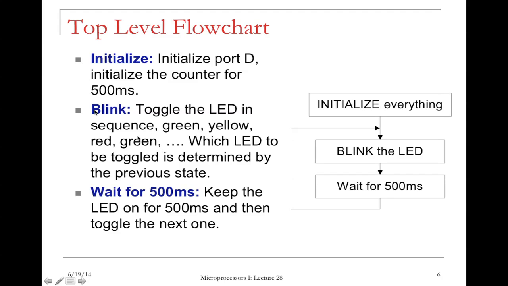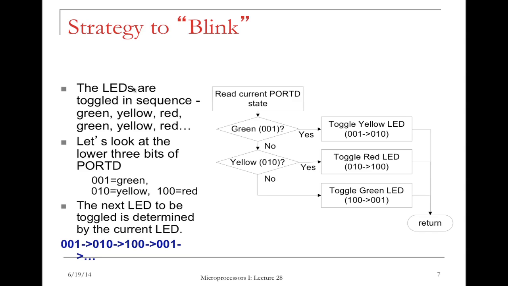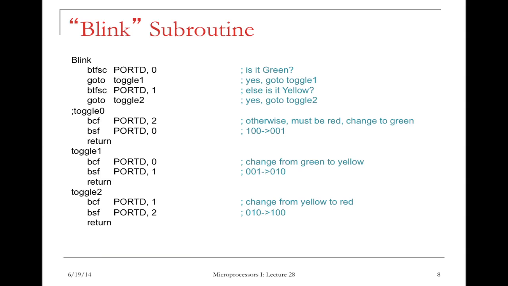And we talked about different ways to do the blink. Here's the typical strategy to check the individual bits. Depending on the current status, whether it's green, yellow, or red, we can determine which LED to turn on and which LED to turn off. So we'll have this subroutine, and at the beginning of the subroutine, we'll check bit 0 of port D, because that's the bit we use to connect to the green LED.